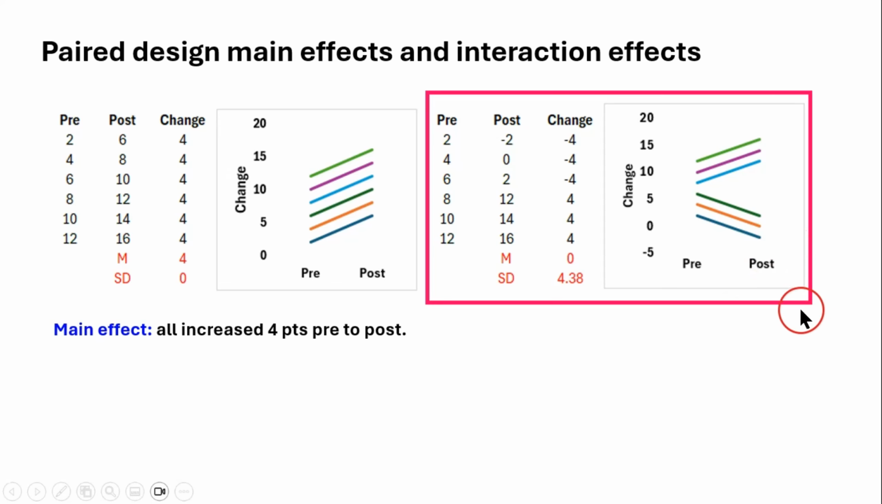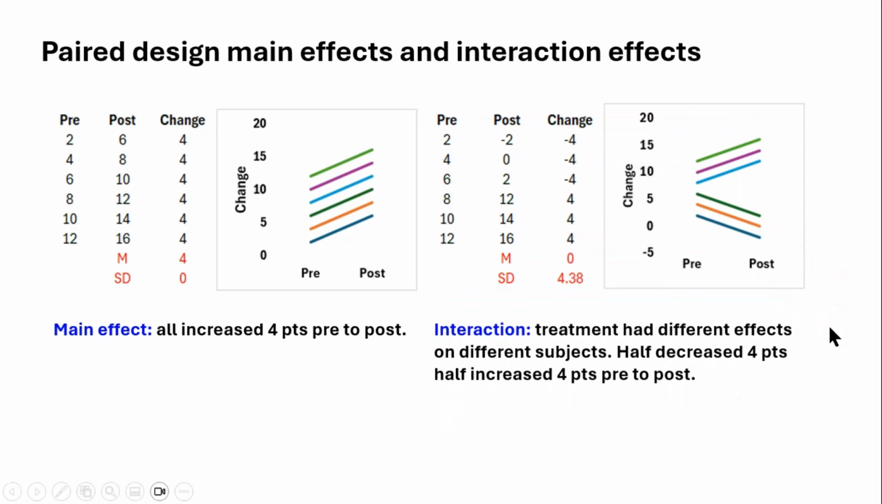And this would be called an interaction effect. The treatment had different effects on different subjects. Half decreased 4 points and half increased 4 points pre to post. And so this is the thing that you're able to kind of see with a pair design that's much more difficult to kind of see with an independent design.